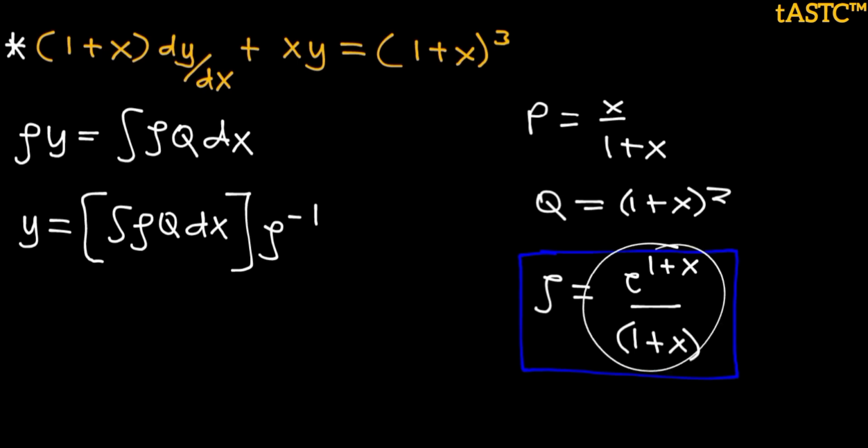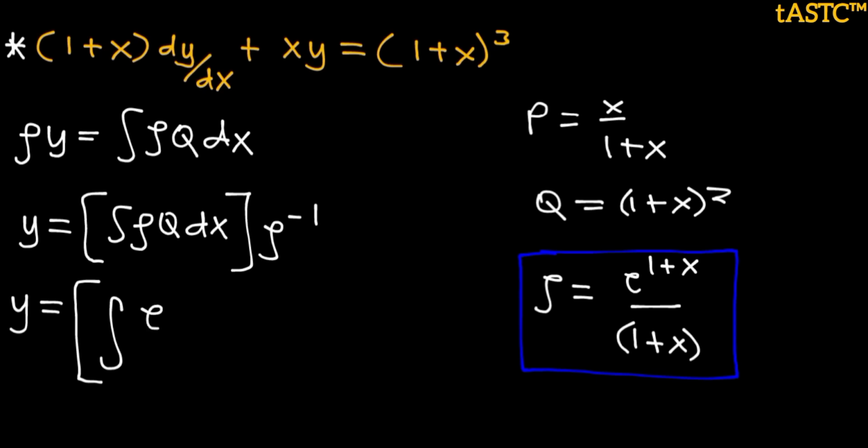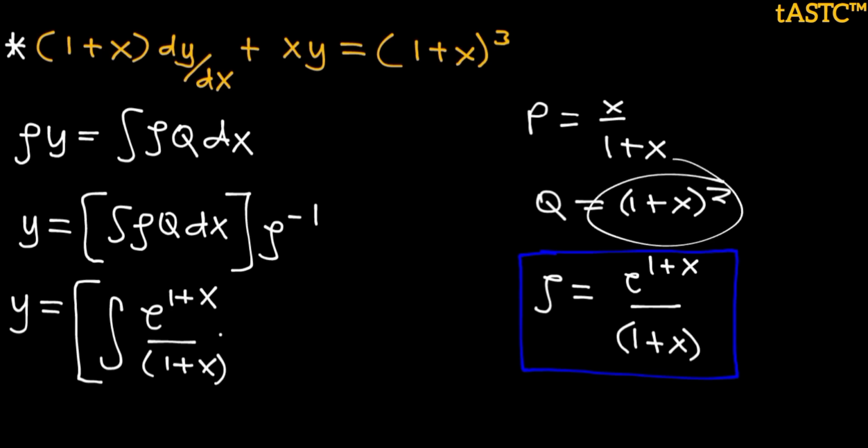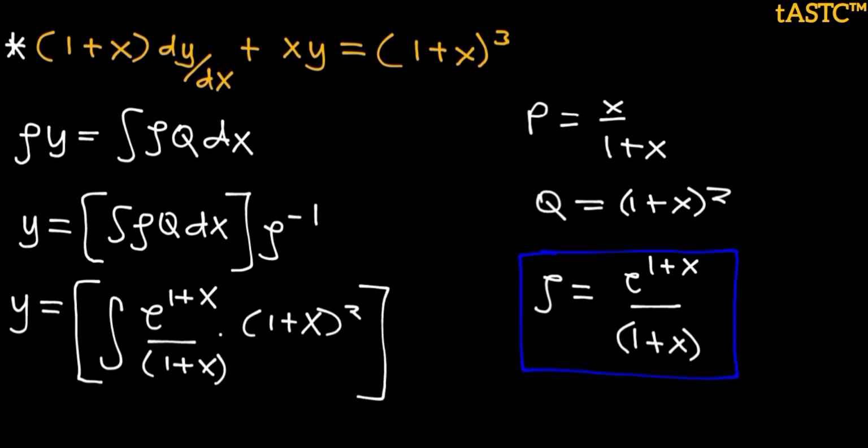So we know this is what rho is. We just need to plug that into this equation. So that is the integral of rho, which is e to the power of 1 plus x divided by 1 plus x. This is multiplied by q, and q is 1 plus x raised to the power of 2. And this is multiplied by rho to the negative 1. Now here we can find out this could cancel one of these out. So that is what we're going to have there.